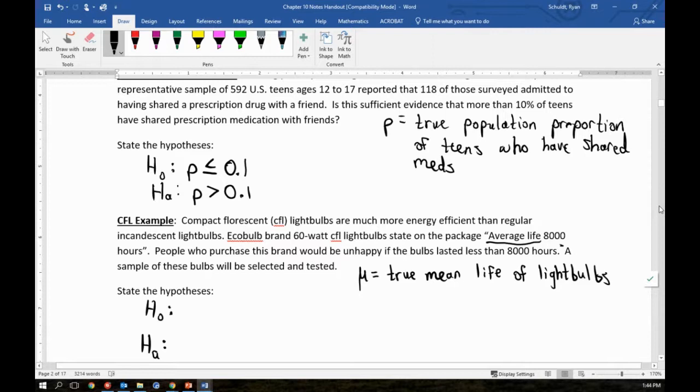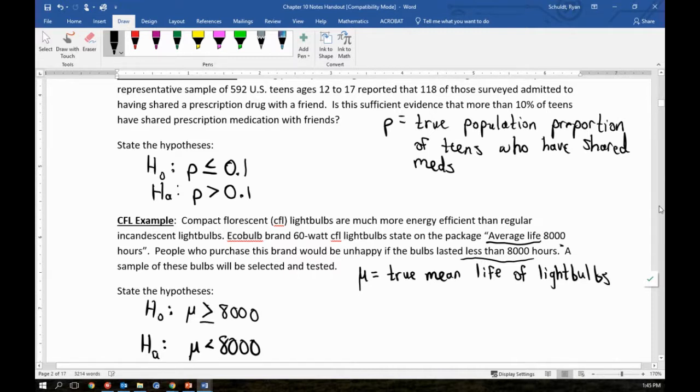That would be y'all's null hypothesis for AP at least. For alternative, what does it say here? They would be unhappy if it was less than 8,000. So here, mu will be less than 8,000. Again, for AP, null is always equal. Full credit. What should our null hypothesis be? Now I've got mu and I've got 8,000. What sign should go in the middle here?